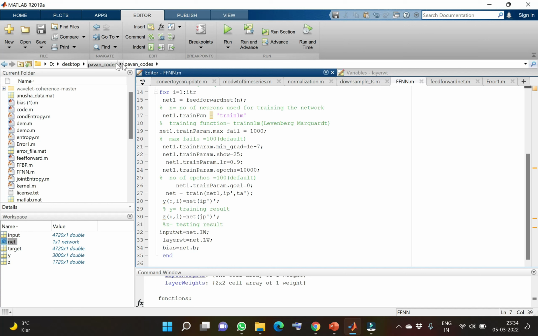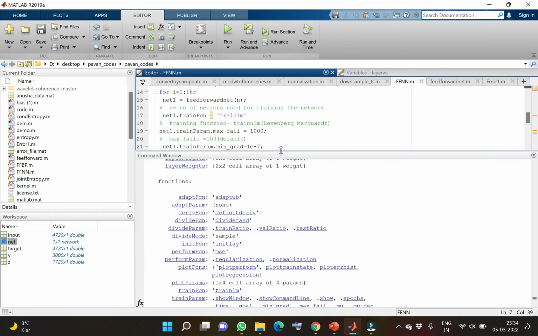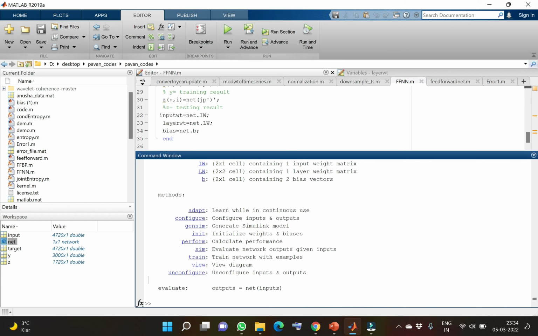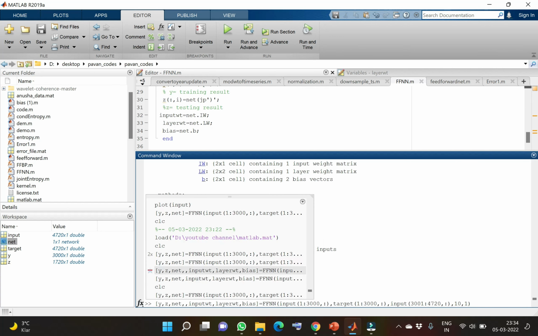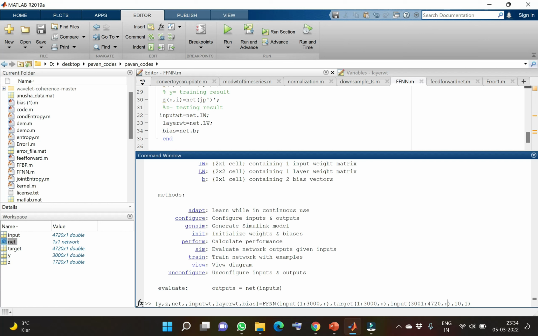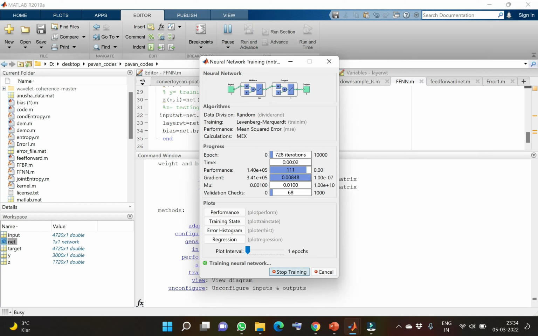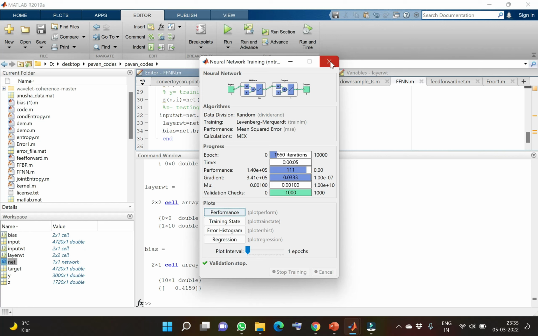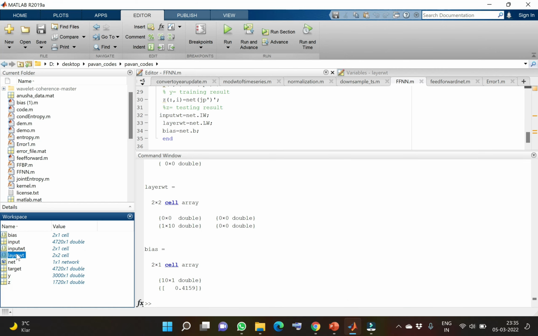Here I'm already in the path where my file, FF neural network, is. I'm saving it so that when we run the code including the input weight, layer weight and bias, the rest remains the same. When I run the same code again, and we wait until everything is completed, we can see that we have another three components saved here.